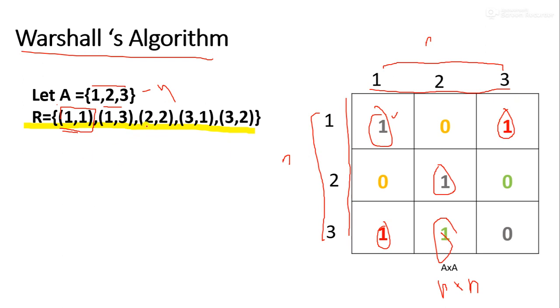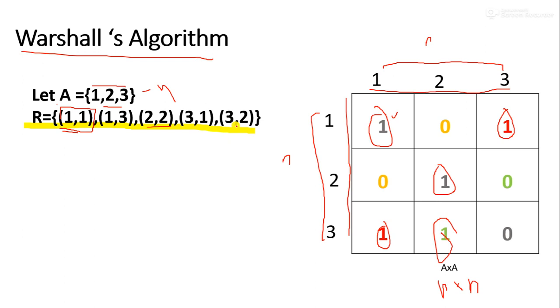Another element of our relation is 2, 3. So we need to put 1 here. Another is 2, 2. So this is 2 and 2, and we need to put 1 here. Another element is 3, 1. So this is 3 and 1, and we need to put 1 here.